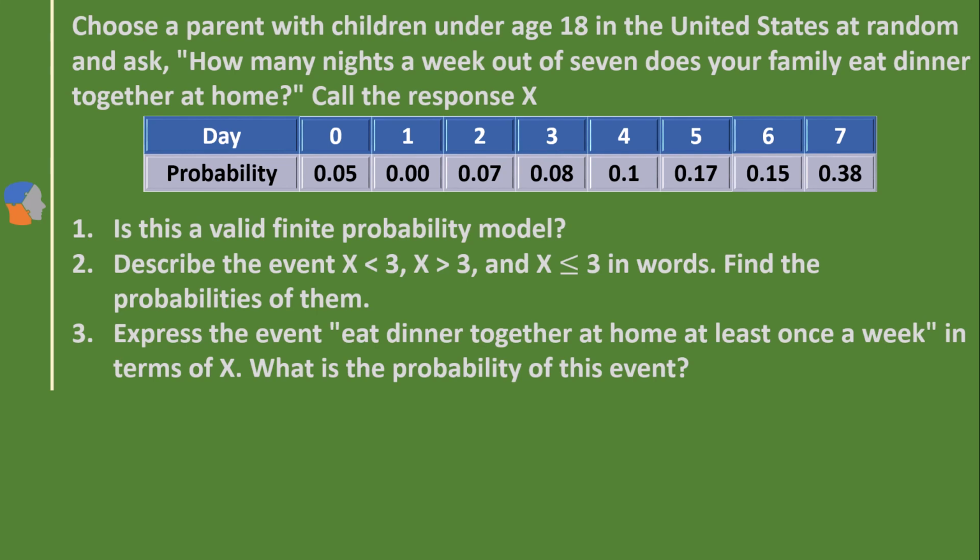How do we decide it? What are the x values? 0, 1, 2 up to 7. Only whole numbers. Therefore, x is a discrete random variable. We have corresponding probabilities. That means we have here a discrete probability model.